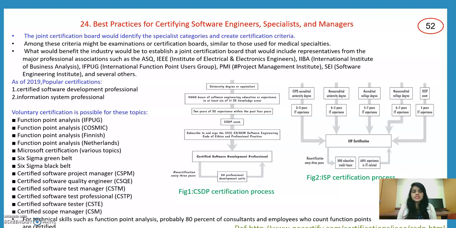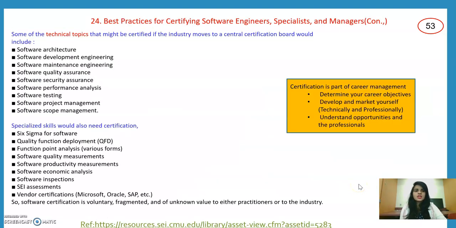As of 2019, there are two popular certifications, the Certified Software Development Professional and the Information Systems Professional. And these are the voluntary certifications that are available. These are the different topics, and this is a figure of the CSDP certification, and this is the ISP certification, which are two important popular certifications.